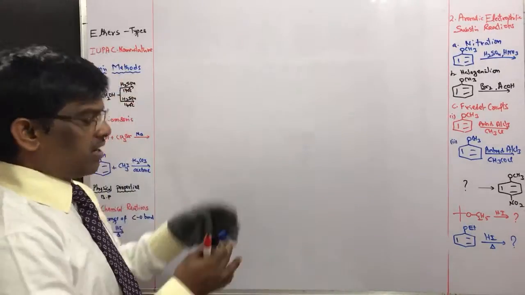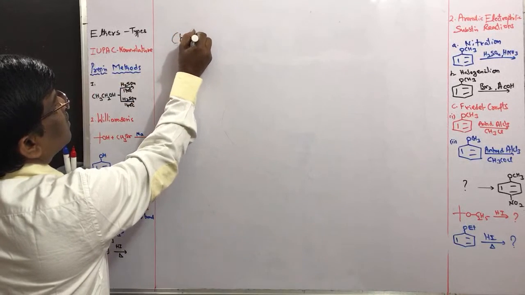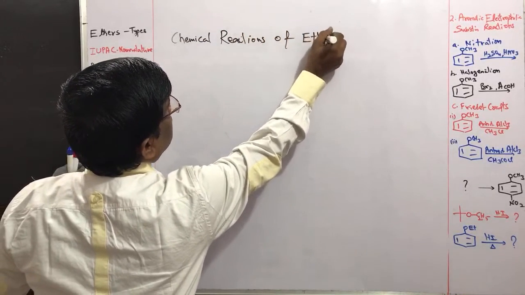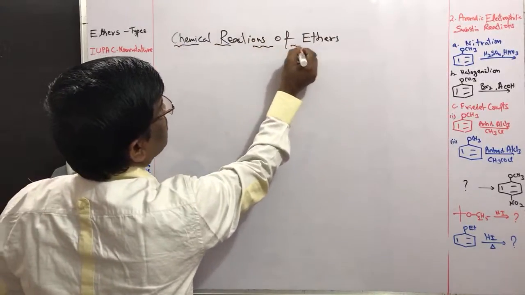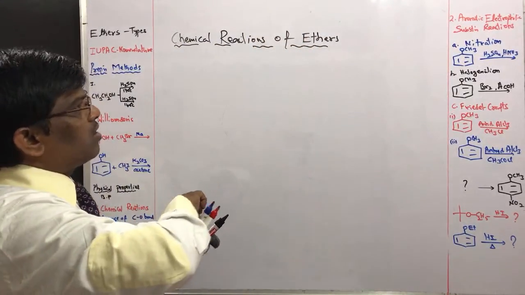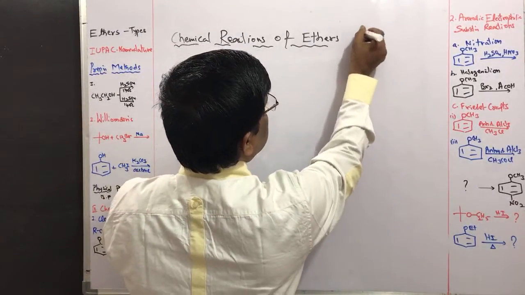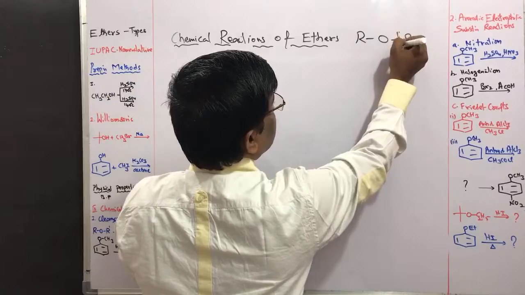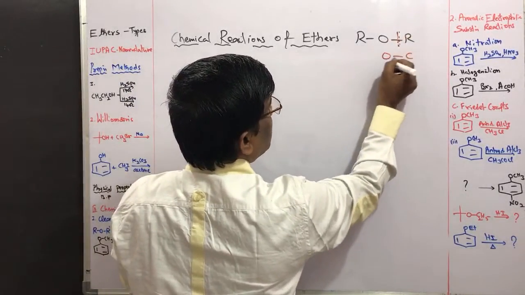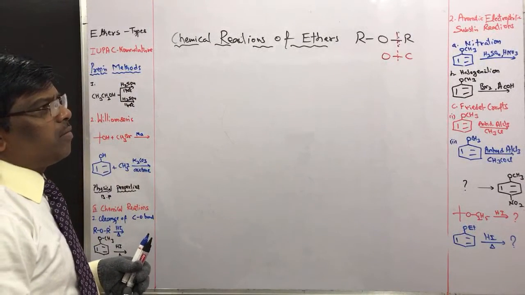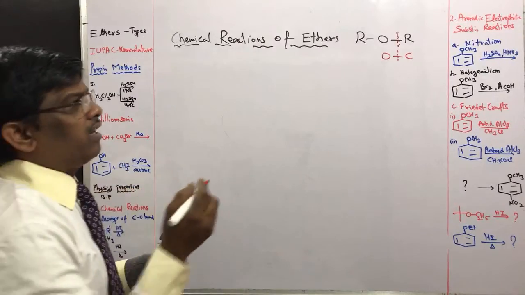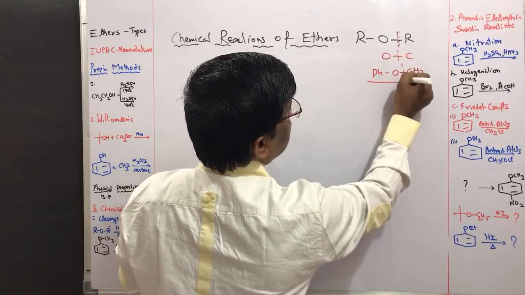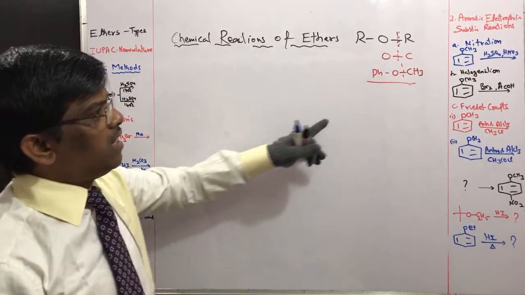Let us see the chemical reactions of ethers. The common reaction we come across is this: the bond present in ethers is R-O-R, and the chemical reaction is the cleavage of the oxygen-carbon bond. What is this reaction? It is nothing but de-etherification, or, if it is a methyl group, it is commonly known as demethylation of ethers, or the demethylation reaction.